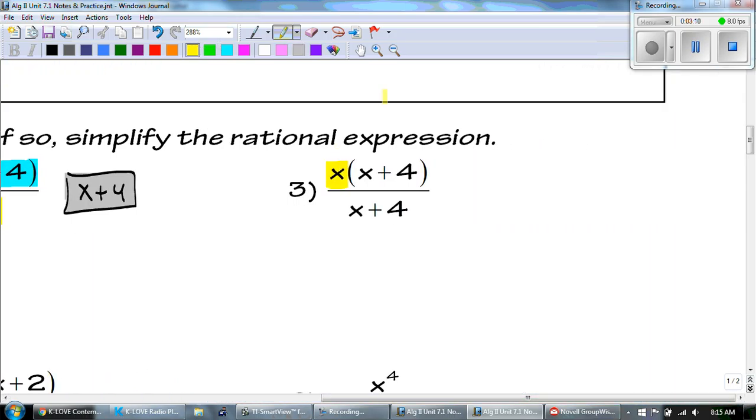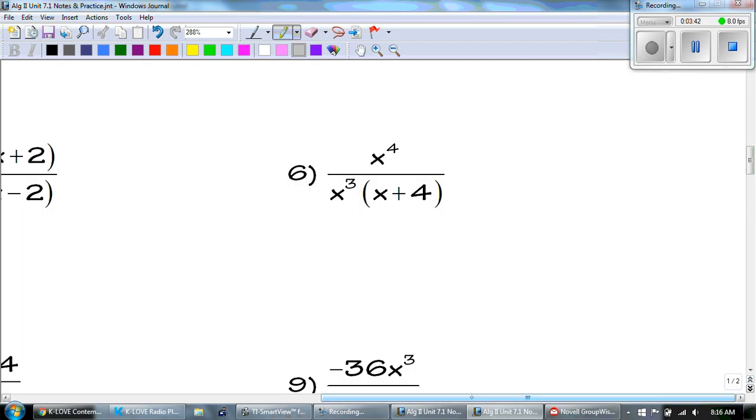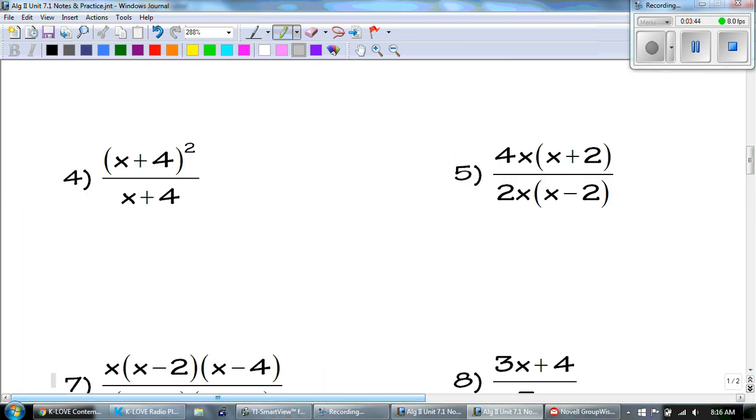So there's my monomial. I have a polynomial. And on the bottom, I have a polynomial. And I can cancel out. You can put parentheses around it if you want to, but you don't have to. But since they are exactly the same, I can cancel them out. And the only thing that I'm left with is x. Okay? So if the polynomials are exactly the same, I can cancel them. But if not, I can't.